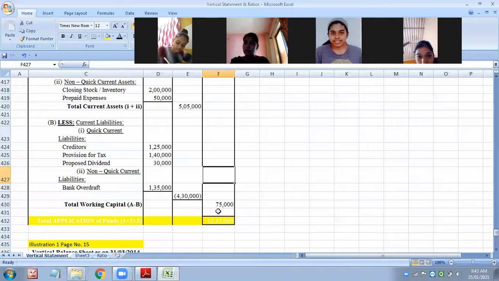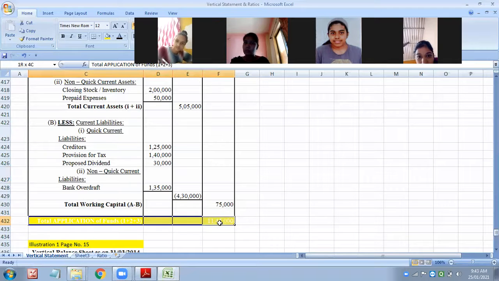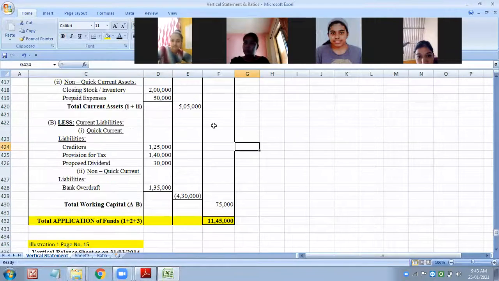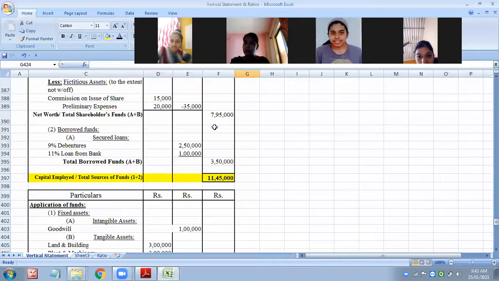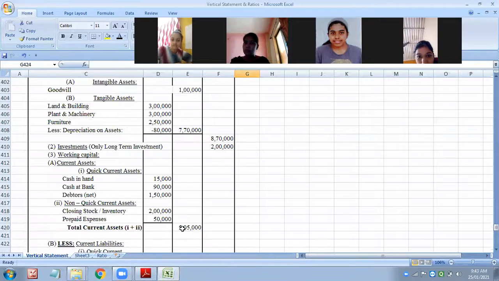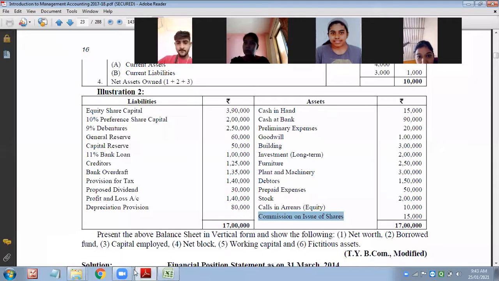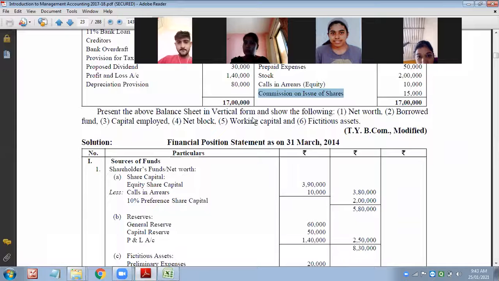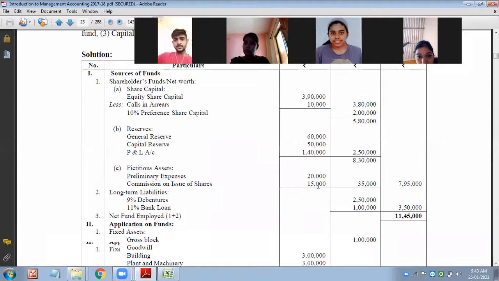And finally, if I add everything, again you will get the same amount as we had earlier. Same value. So as much as we have sources of funds, that much only we can apply those funds. And the same thing is there in your textbook also. The same way it has been reflected. Yes or no?